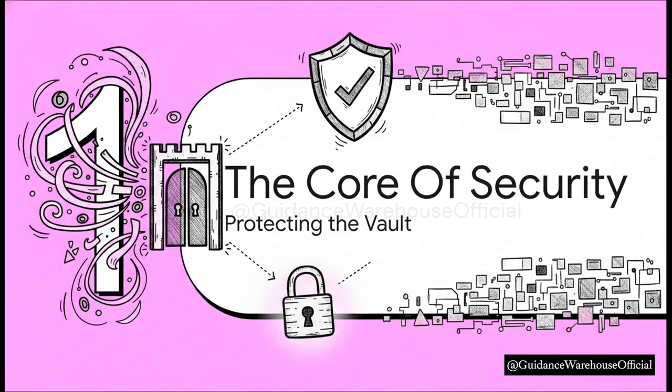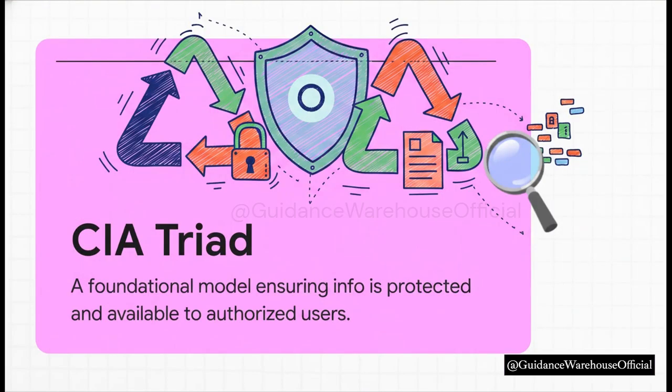Section 1. The core of security, protecting the digital vault. Before we even touch on the complex software, we've got to understand the absolute foundation of data protection. We call it the CIA triad. Honestly, every single piece of security architecture you'll ever encounter is built around this exact model. It's the framework ensuring information is totally protected, but also readily available to authorized users.